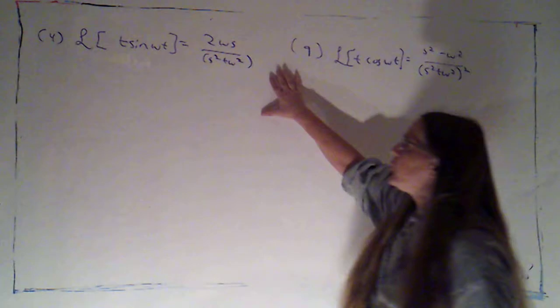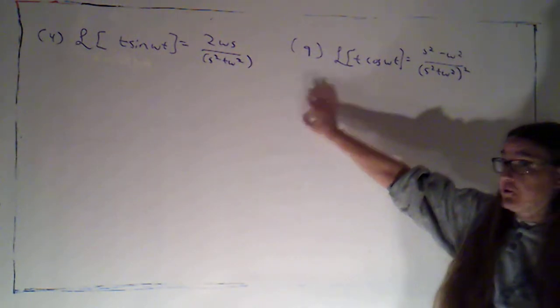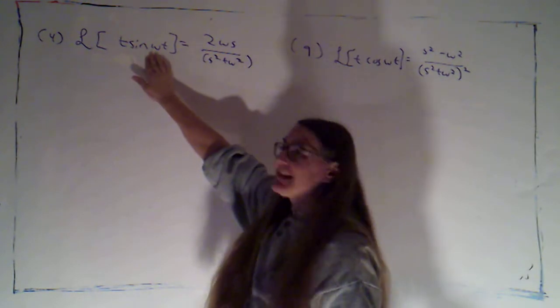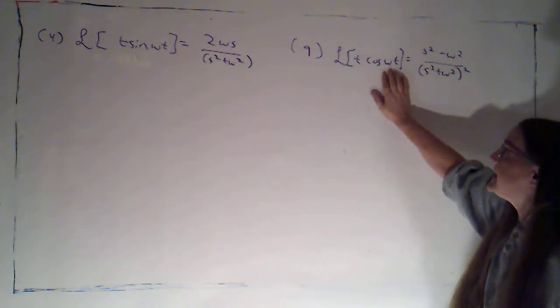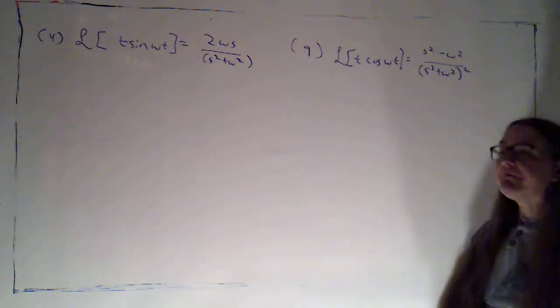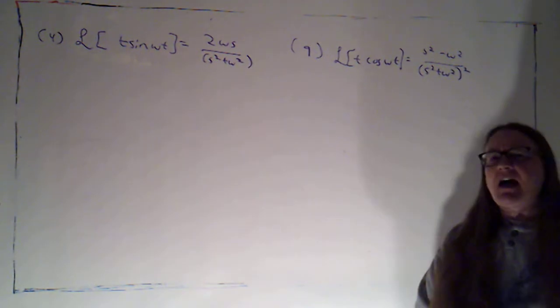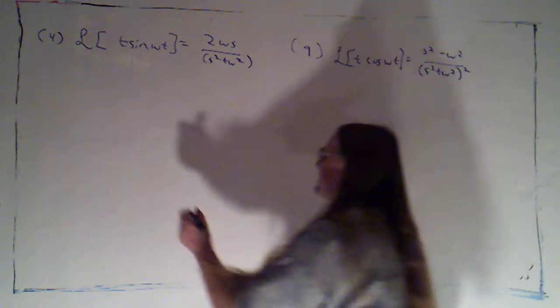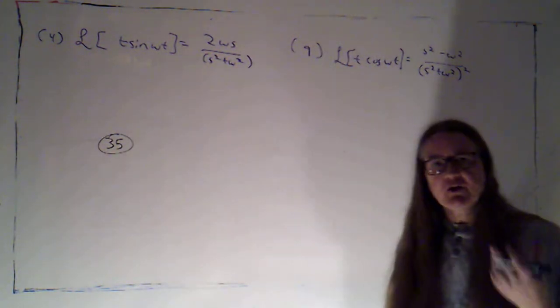Okay, got a couple more formulas up on the board here. These are formulas that tend to show up when we have resonant forcing, because we've got t times sine omega t and t times cosine of omega t. So that gives us formulas 4 and 9.